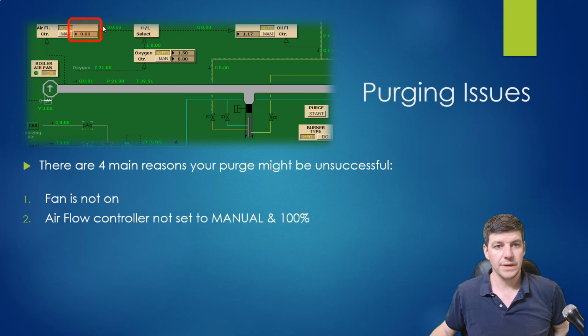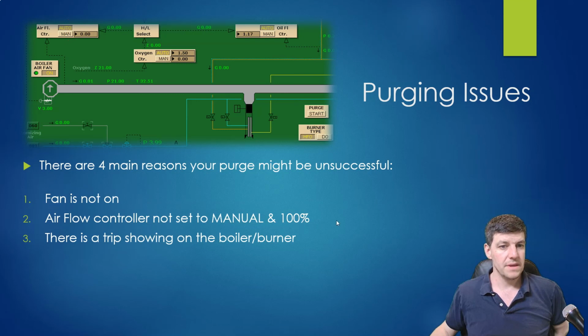Number 2, you don't have your airflow controller in manual and at 100%. You need to have maximum airflow in order to have the maximum effectiveness of your purge. And if you don't have your airflow set to manual, you can't adjust it. And if it's not set to 100%, it's going to take a long time to complete your purge. So make sure it's in manual and 100%. If there's a trip showing on your burner or your boiler, it may prevent the purge from happening.